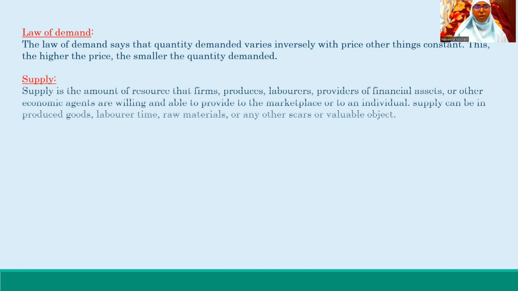Now let us study what supply is. As we know, demand is the consumer's desire. Supply purely depends upon the resources of the firm that produces it, the laborers, the providers of financial assets and other economic agents who are willing and able to provide to the marketplace. Supply is the producing of goods using labor time, raw material, and other scarce or valuable objects.